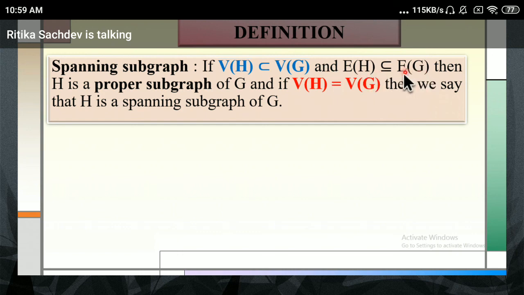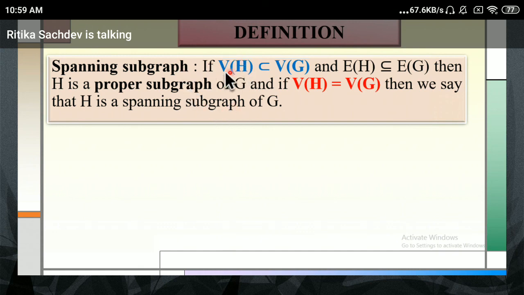Edges will be a subset. If V of H is a subset of V of G, we call it a proper subgraph. But if V of H is equal to V of G, then we say H is a spanning subgraph. First, we have found out about subgraph.